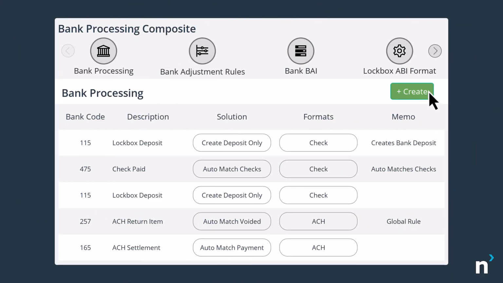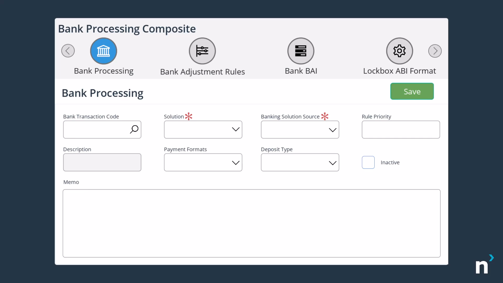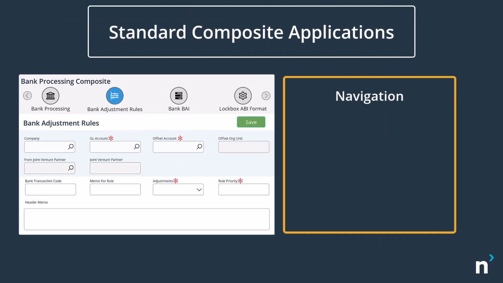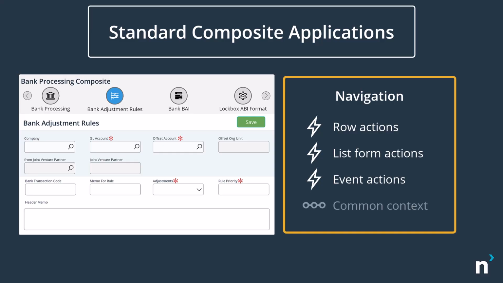Developers control how users navigate a composite application. They configure row actions, list form actions, event actions, and common context to define that navigation. For example, they can disable steps when a user opens a new form, enable a field only after a previous field is completed, or validate that all required fields are entered before saving.